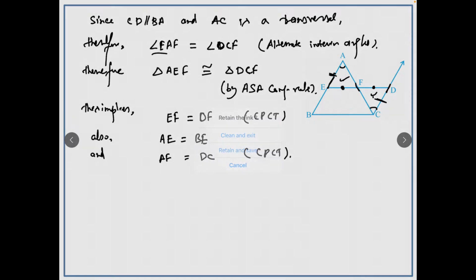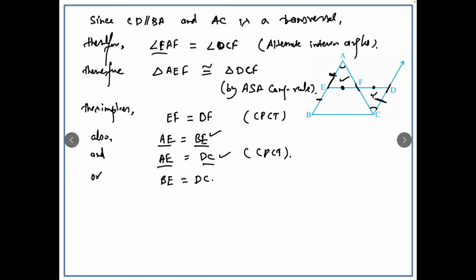So from here you can see that this is AE. You can see that AE is equal to BE and AE is equal to DC. Both are equal to the same thing, that is AE. BE is equal to AE, DC is equal to AE. So this implies that the side BE is equal to DC, and they are already parallel. So what we got here is one pair of opposite sides is equal and parallel.